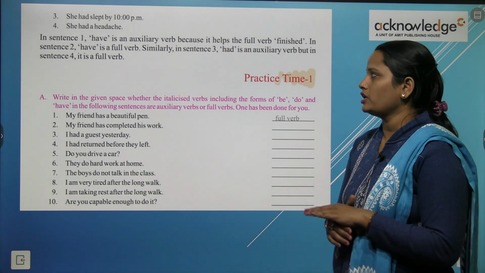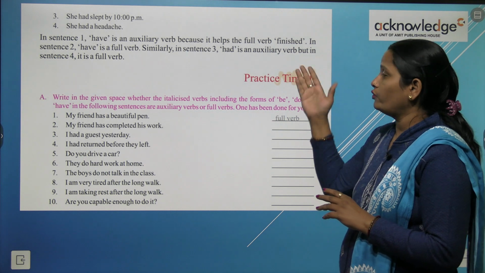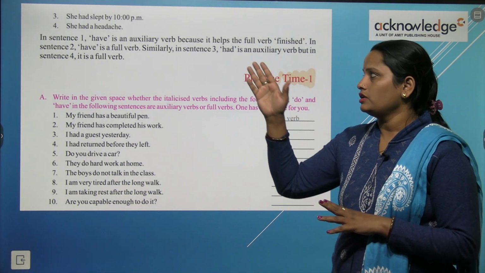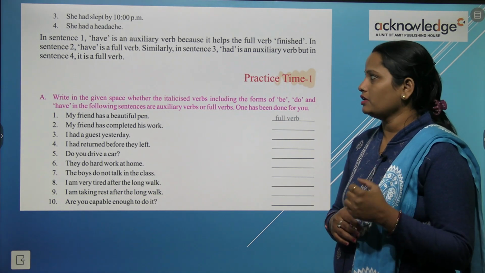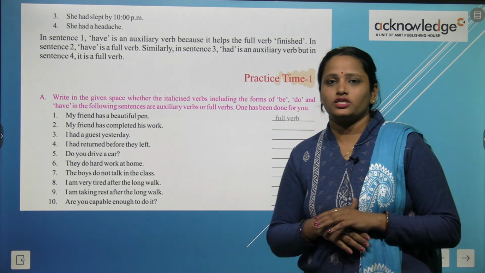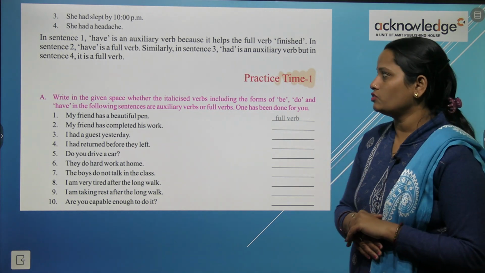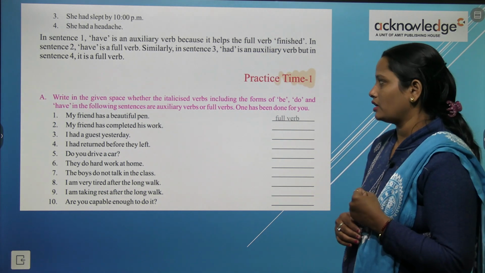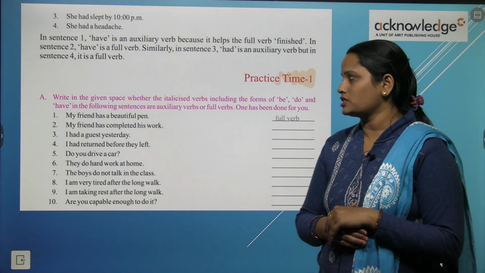So in sentence 1 you can see have is the auxiliary verb क्योंकि उसने finish की help की है. But in sentence 2 have is the full verb. जो sentence 2 है उसमें have जो है एक main verb का काम कर रहा है. Similarly in sentence 3 had is the auxiliary verb क्योंकि उसने slept की help की है. And in sentence 4 had is the main verb क्योंकि वो पूरा काम कर रहा है. Right. Now children, let's do the book exercise.